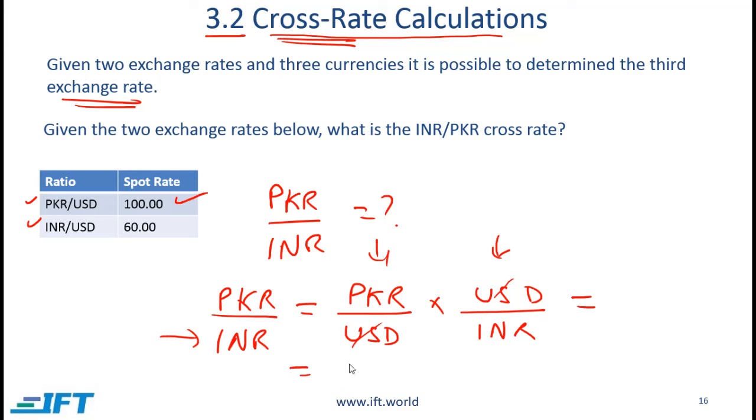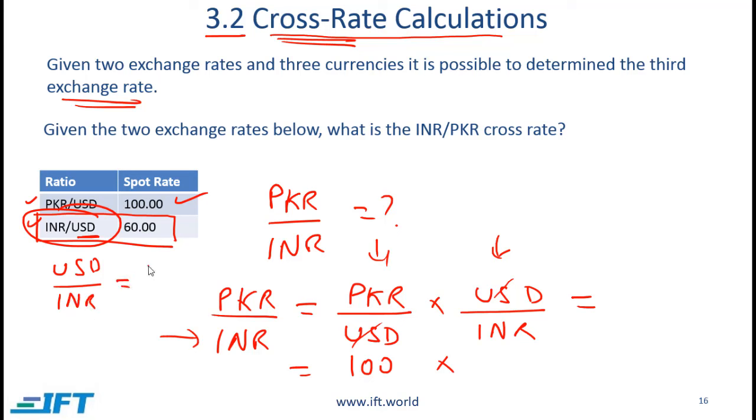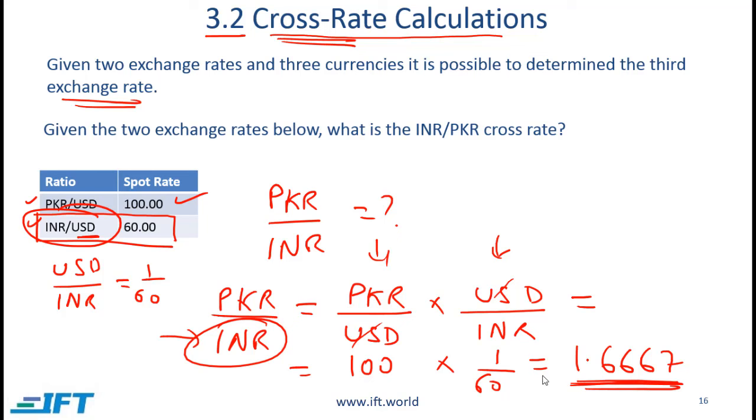The PKR USD is given, that is 100, multiplied by USD INR. Over here, the INR is the base currency, but in the quote given, the USD is the base currency. So what we actually do here is multiply by the reciprocal of this. The reciprocal of this is USD over INR, and that would be 1 over 60. So rather than multiplying by 60, we multiply by 1 over 60. So our exchange rate is 100 over 60, which is 1.6667. This is the cross rate. And the interpretation is that one Indian rupee is worth this many Pakistani rupees.